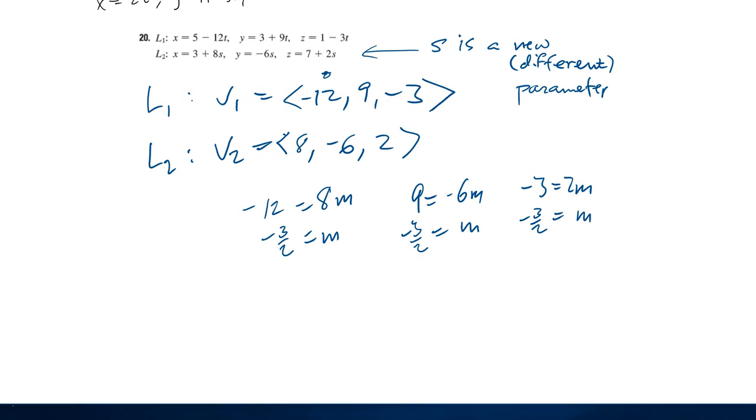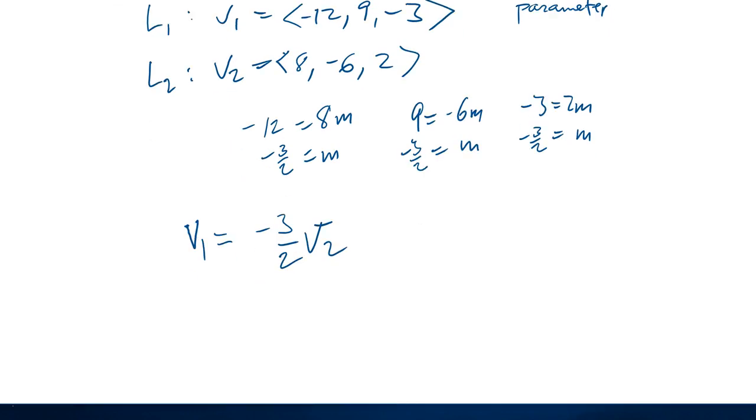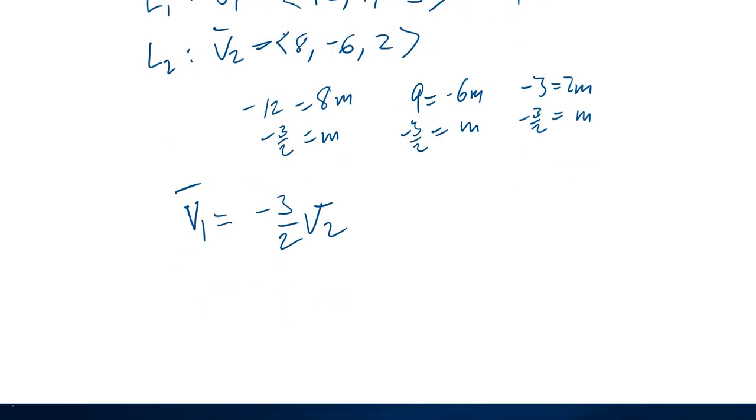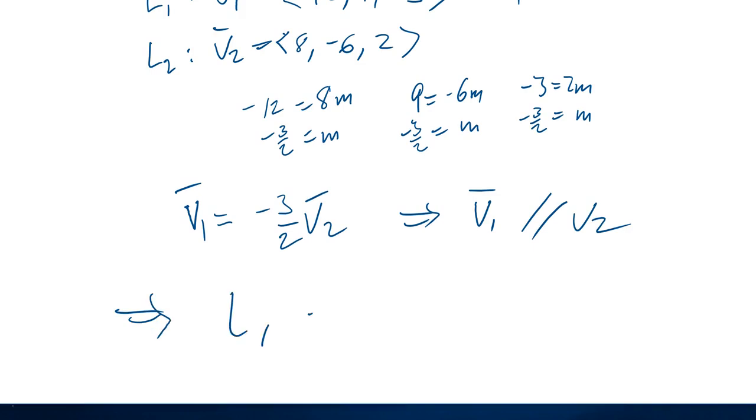So if you note, if I multiply 8 times 3 divided by 2, that would be -12. So it looks like v1 is equal to -3/2 v2. And so since these two vectors, I'm sorry, I should have been writing vector notation, since these two vectors are off by a constant, one is a constant multiple of the other, this means that v1 is parallel to v2, and that implies that L1 is parallel to L2, and we're done.